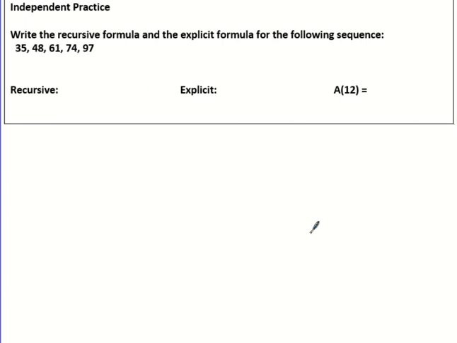Okay, so here's your independent practice. You are being asked to write the recursive and the explicit formula, and then find me a_12. I'll give you a hint: use the explicit formula, not the recursive.